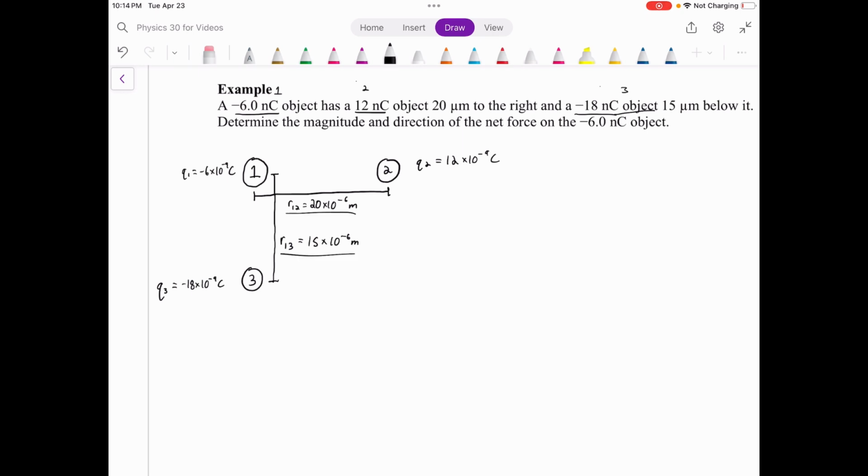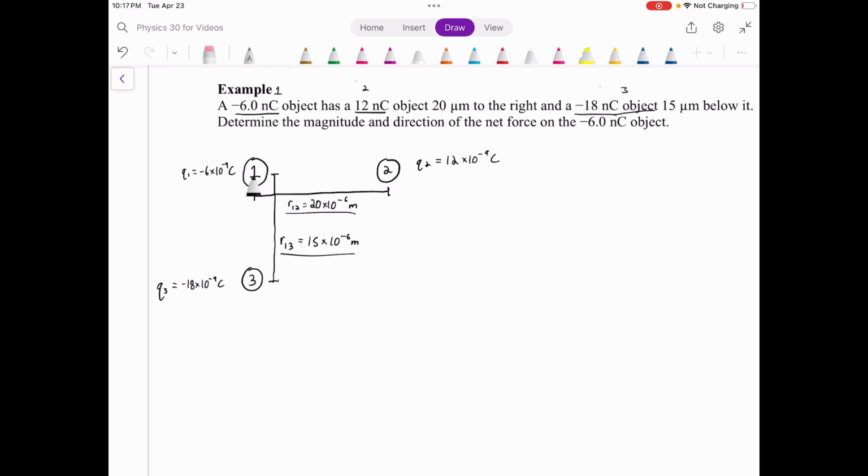Okay, so you can see we've got all the stuff we would need to calculate the force on this from object 3, right? We've got Q, Q, and R. And same goes here. We've got Q, Q, and R. So we could calculate the force from object 2 on object 1, and we could calculate the force from object 3 on object 1. And that's the physics 30 part. From there, it's a physics 20 question. We just have to add those forces up, right? And they're two forces in two different dimensions. Okay, let's just first get our bearings here and think about what the forces look like.